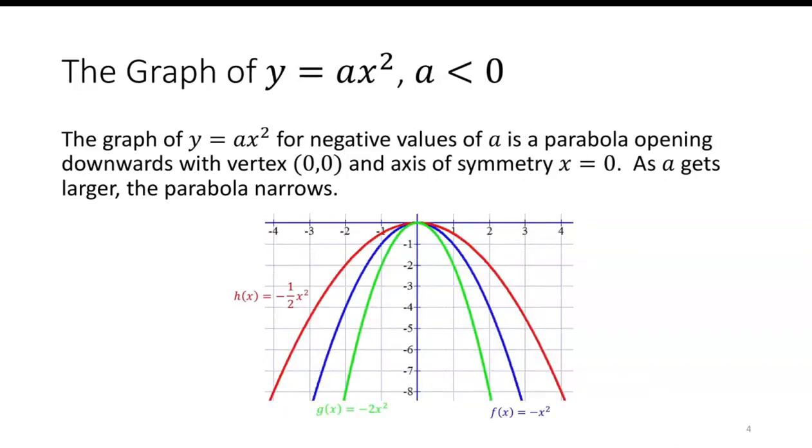Likewise, if a is negative, it's going to be a parabola opening downwards, again with vertex 0, 0 and symmetry x equals 0. As the magnitude of a gets larger, at least on the negative side, the parabola is also going to narrow.